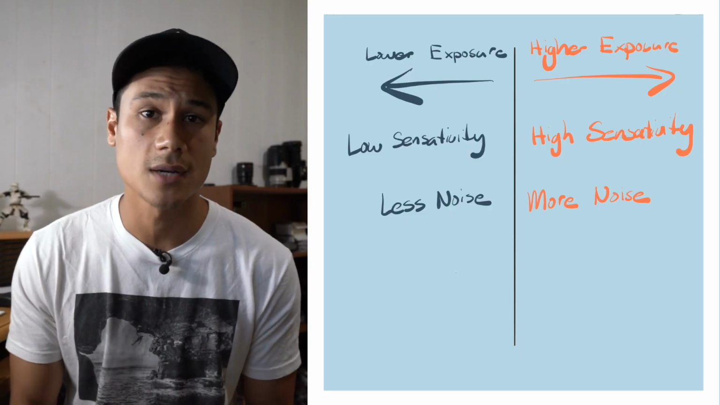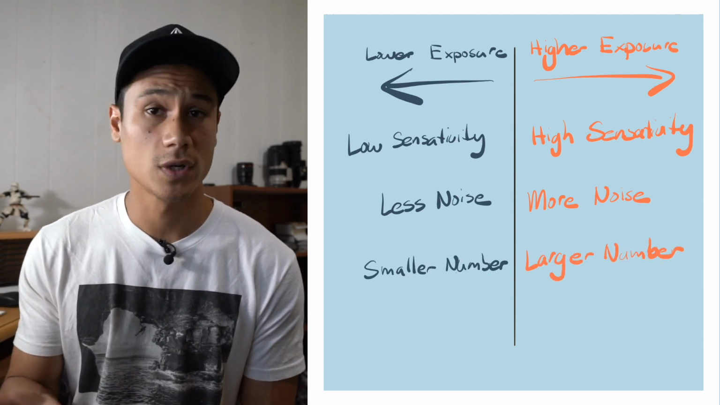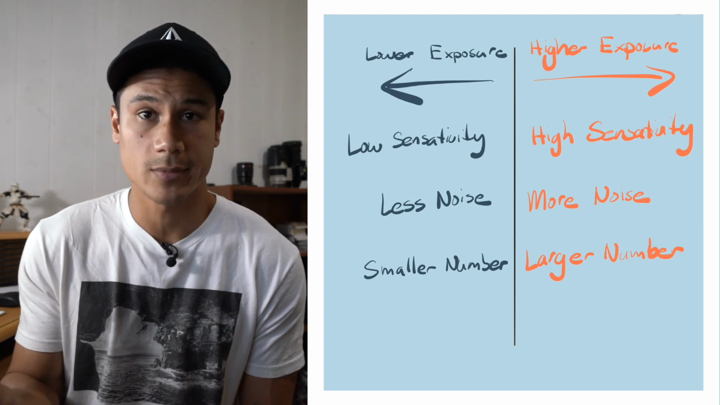ISO is pretty easy to count stops too, because it's just like shutter speed, except it starts at 100. So to increase one stop over 100, all you gotta do is times it by 2, to 200. So that, in a nutshell, is the exposure triangle.